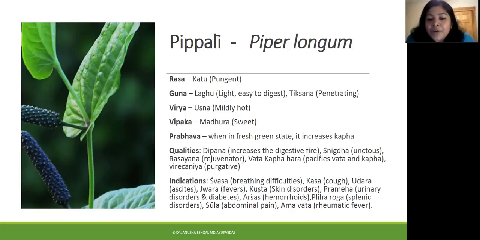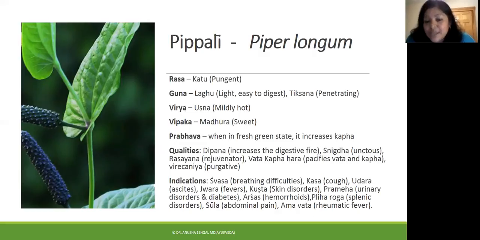The prabhava, or the special quality of this plant, is that in its fresh state, when it's green, for instance, if you pick the fruit directly from the vine and you haven't dried it out yet, it actually increases kapha. It doesn't decrease kapha because in the fresh state it has more of that madhura quality, or that madhura vipaka quality.